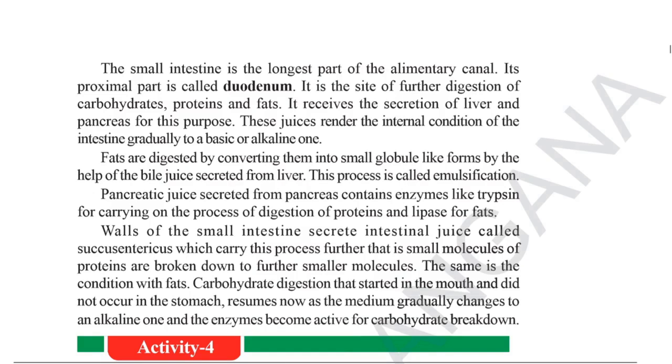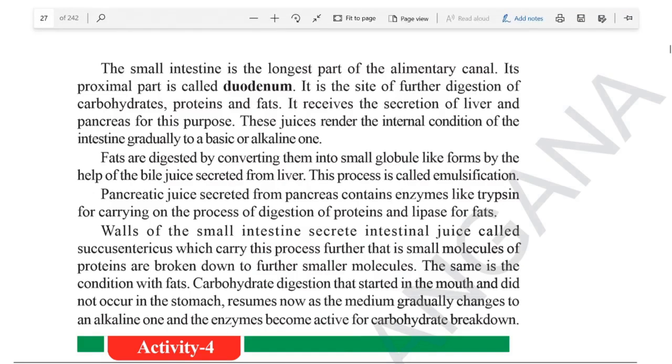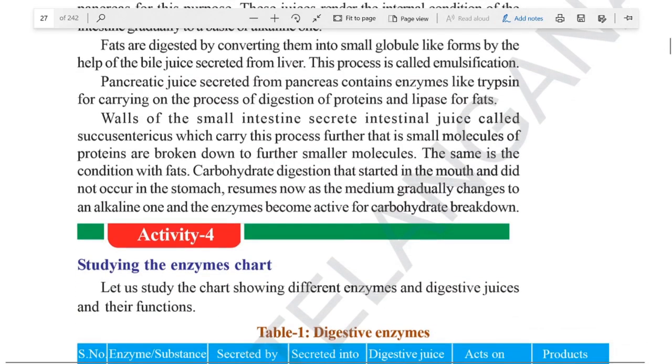juice. Inside the liver we have a bile duct, which produces bile juice, secreted from the liver. The process is called emulsification: the breakage of fats into smaller globules. The pancreas secretes pancreatic enzymes called trypsin for the digestion of proteins and lipase for fats. The liver produces bile juice for the digestion of fat.